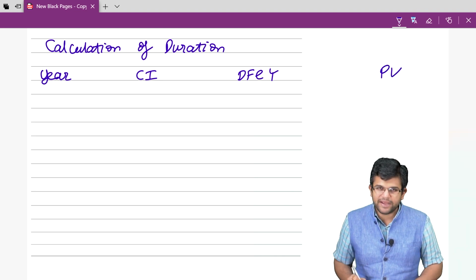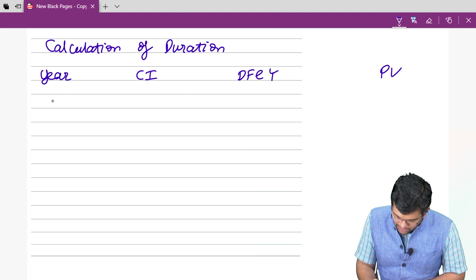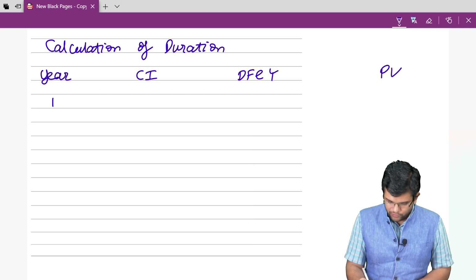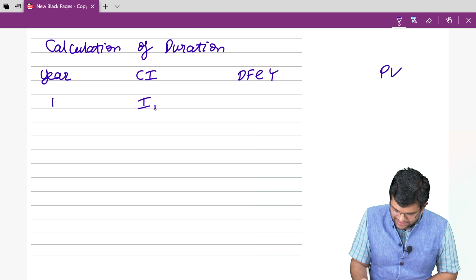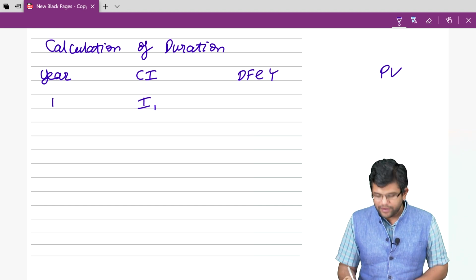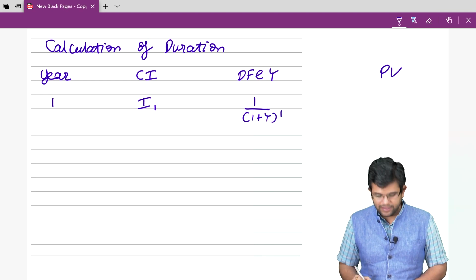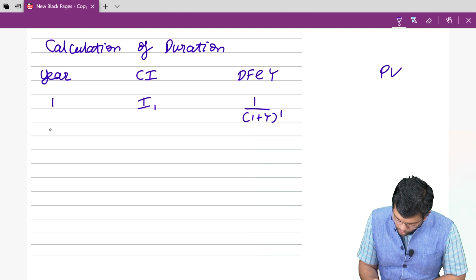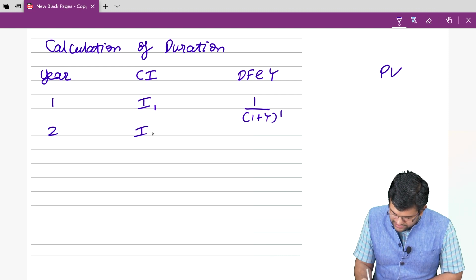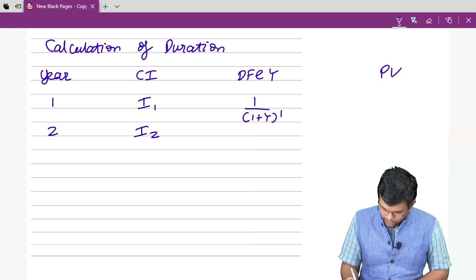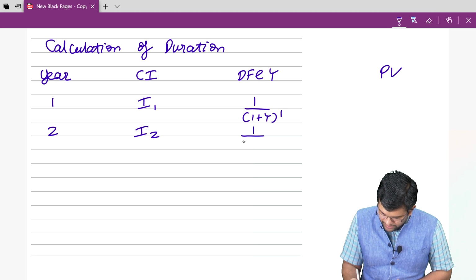So YTM I'm writing as Y. Children, in year 1, what is the cash inflow? Can I say the cash inflow is interest at the end of year 1? What is the discounting factor? Can I say discounting factor will be 1 divided by 1 plus Y raised to 1. Everybody clear? Similarly, children, tell me what will be year 2? Year 2, can I say the cash inflow will be interest of year 2, and the discounting factor will be 1 divided by 1 plus Y raised to 2.